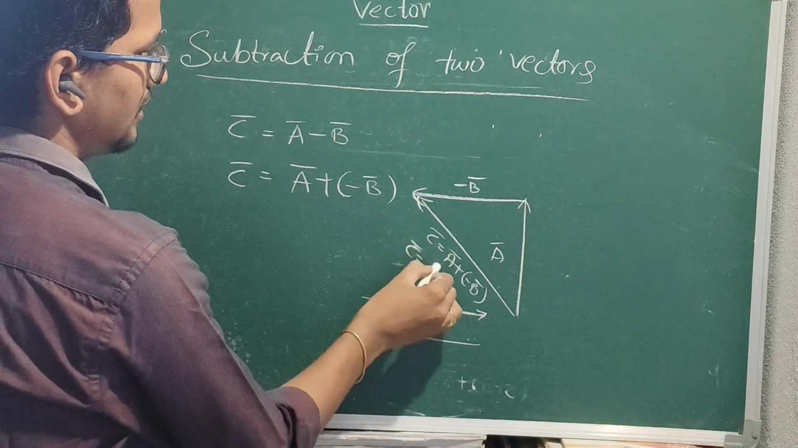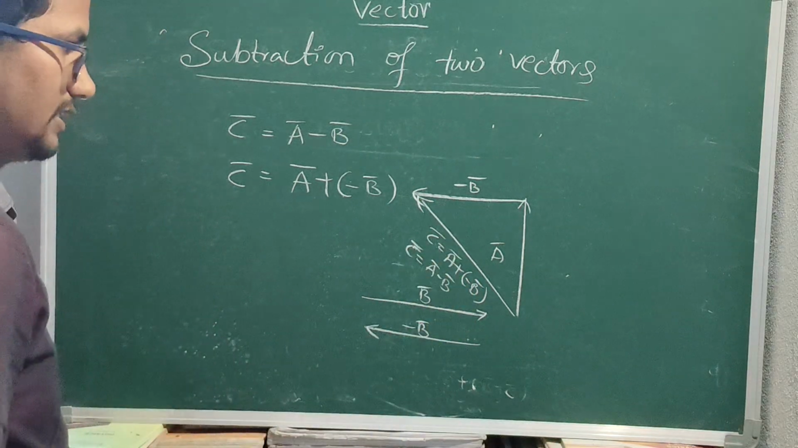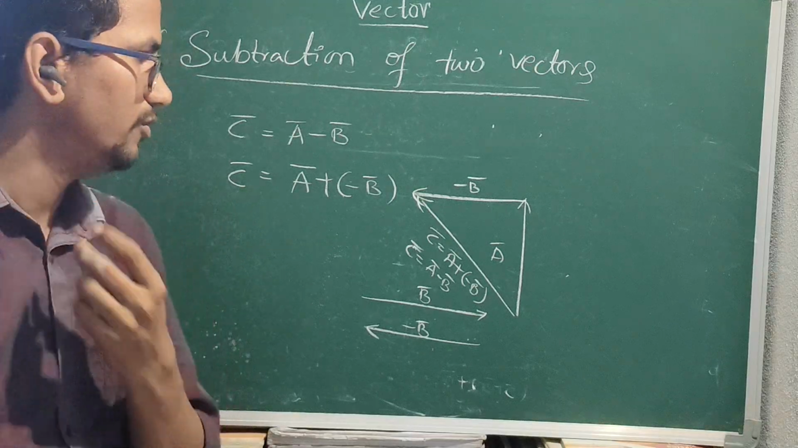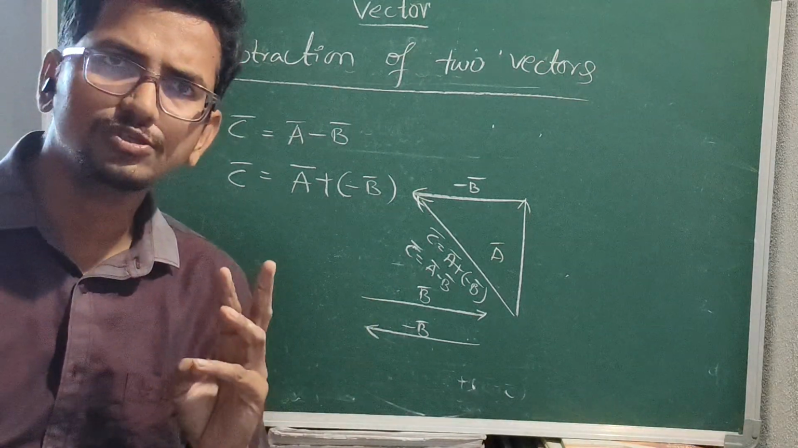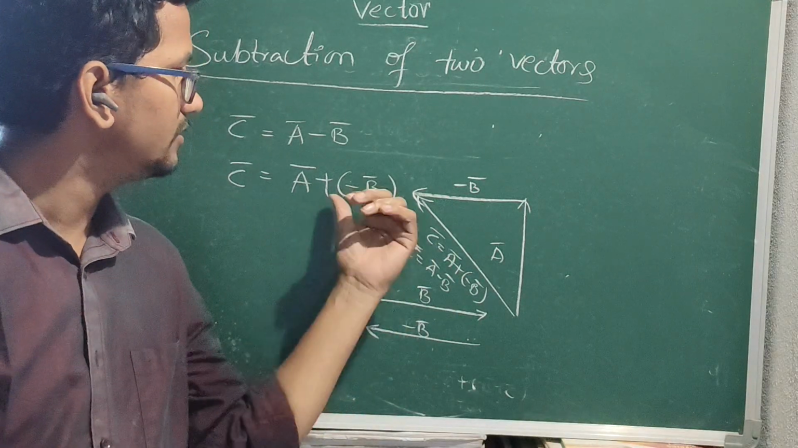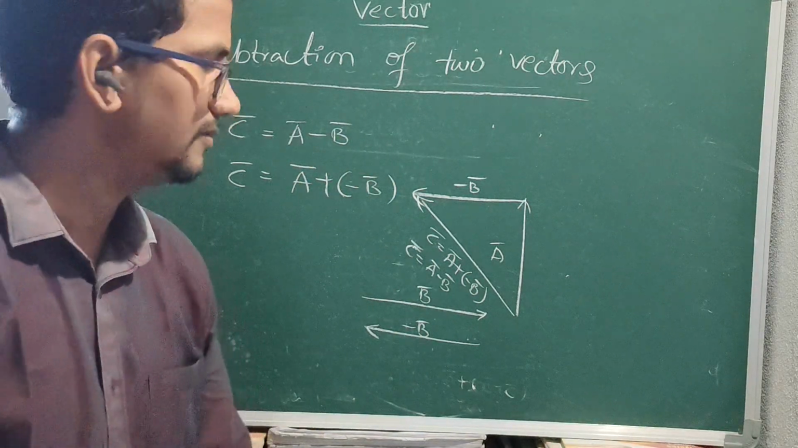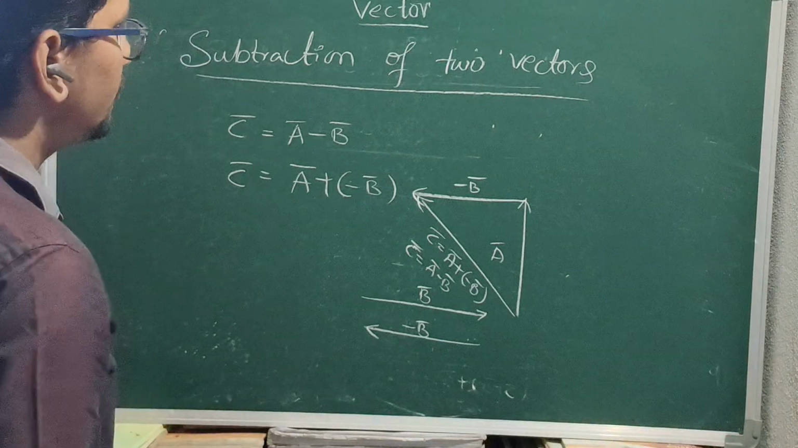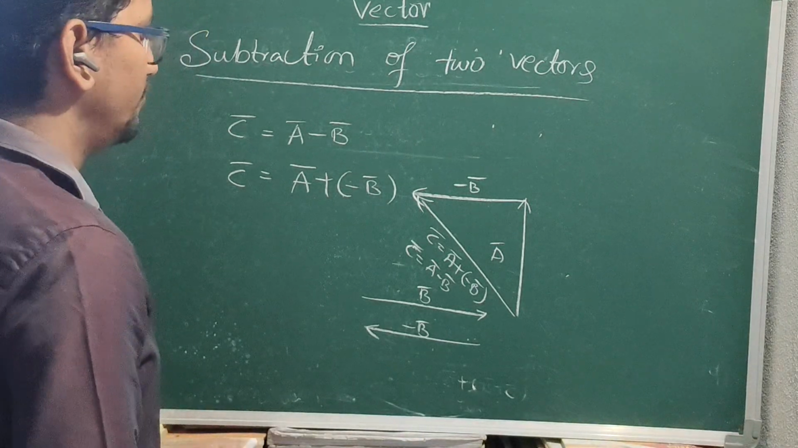That's how we can write the subtraction of two vectors. Are you able to understand? Subtraction also we can do using the adding of two vectors. We use plus into minus, and we get minus. From this we can look at the laws of vector subtraction.